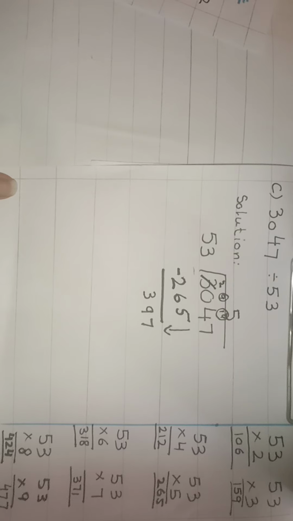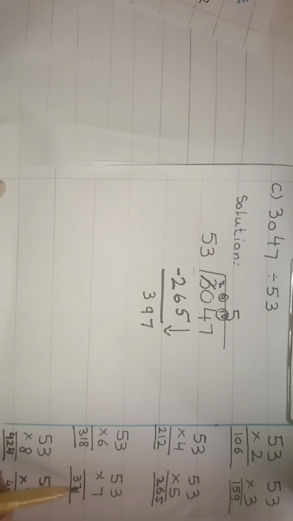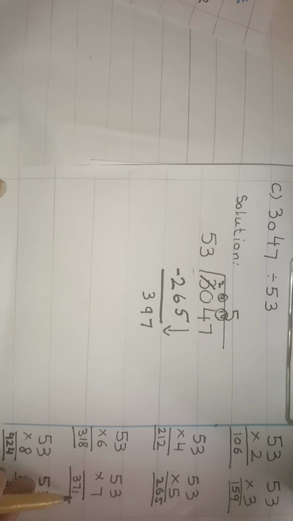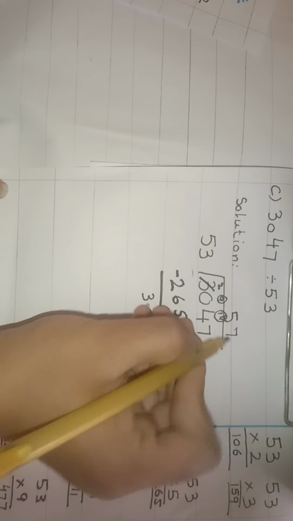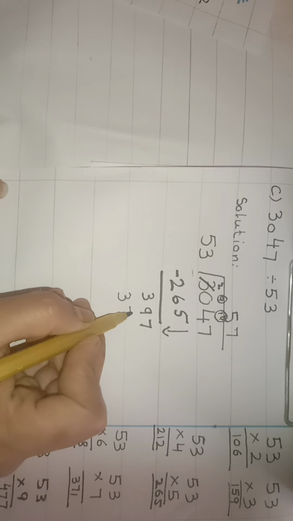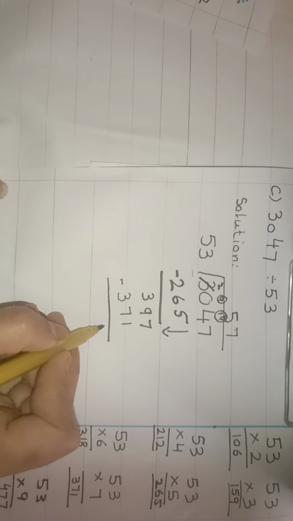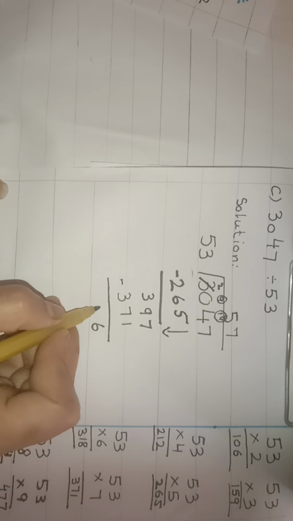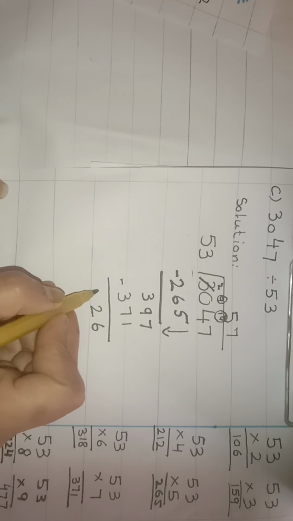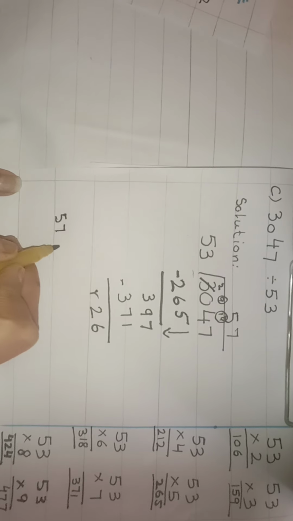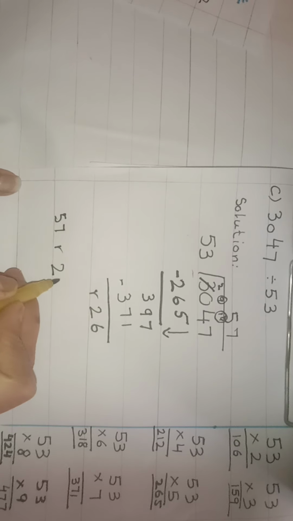Now let's see which is nearer to 397. You can see that 53 eights are 424, which is greater than 397. So we will consider 53 sevens are 371. You can easily subtract it. 7 minus 1, 6, 9 minus 7, 2, 3 minus 3, nothing, so our answer will be 57, remainder 26.